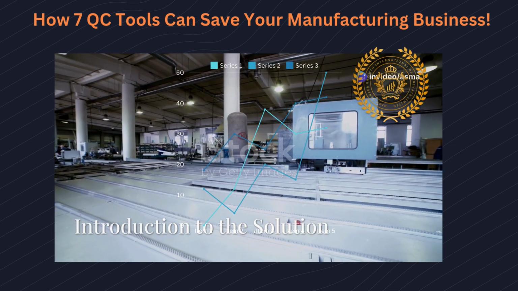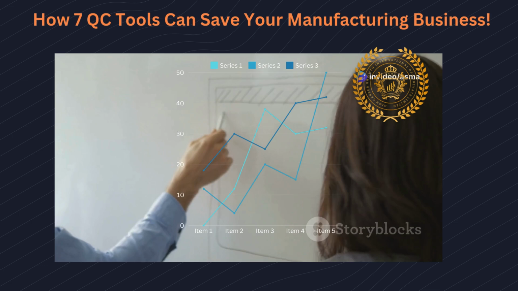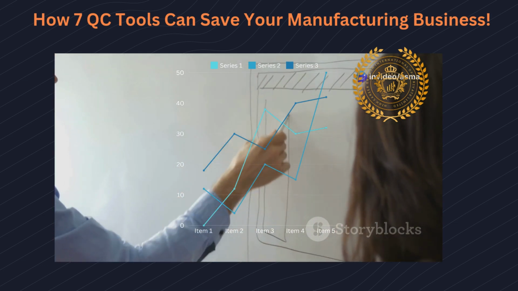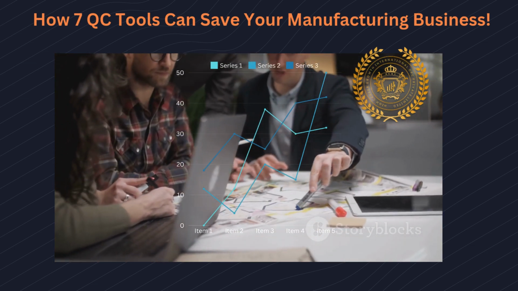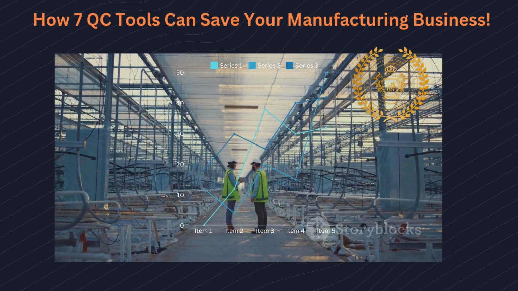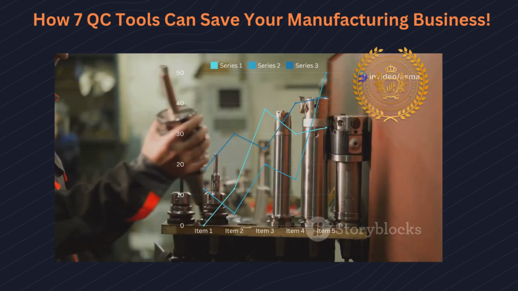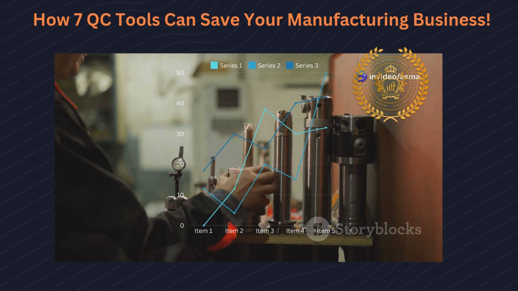How the 7QC tools helped. First, they started with a cause and effect diagram, also known as a fishbone diagram. The team brainstormed possible causes. Was it raw material quality, machine wear and tear, human error? They found that improper machine calibration was a major issue.